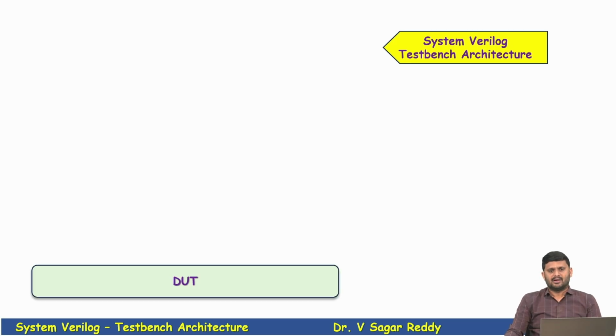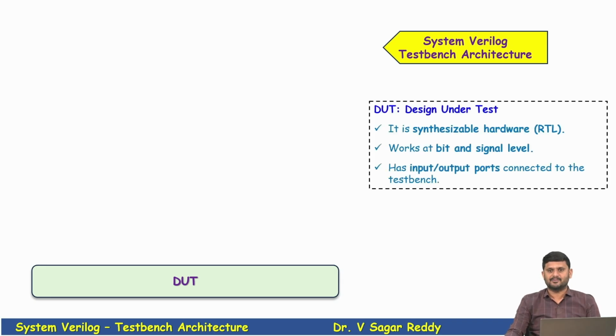Let's see the DUT, the design under test, at the foundation. The DUT sits at the bottom alone for now, but everything we build from this point onwards exists for one single purpose: to verify this block. So what exactly is the DUT? We have three key points here. The first one is that the DUT is synthesizable hardware written in RTL, register transfer level. This means it's real, it's going to become a chip, and it must work perfectly.